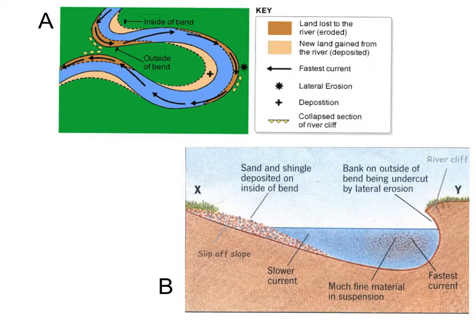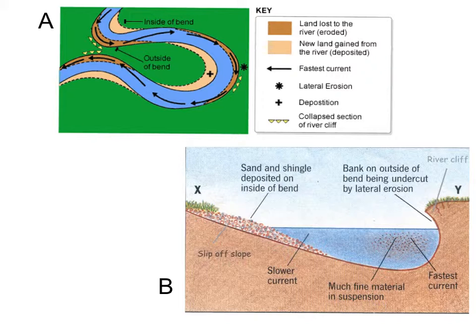Now have a look at the second diagram, diagram B, down at the bottom. Here's the outside of the bend, with the river cliff that we talked about. So this bit here, where it says Y, that relates to the outside of the bend of those three meanders where it's dark brown. And you can see it says fastest current. Bank on the outside of the bend is undercut by lateral erosion. You get a river cliff here, and it's deeper, it's scoured out, and the fact that it's deeper also then feeds back into you can have a faster flow as well.